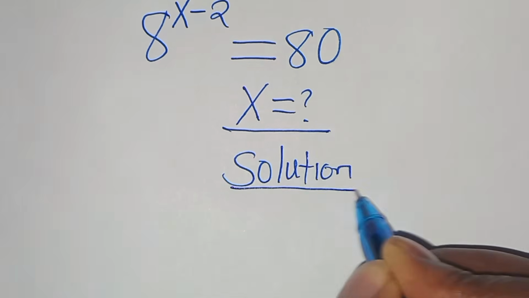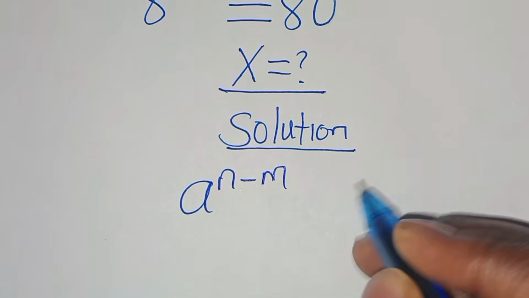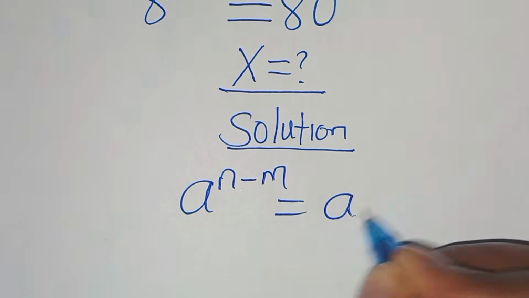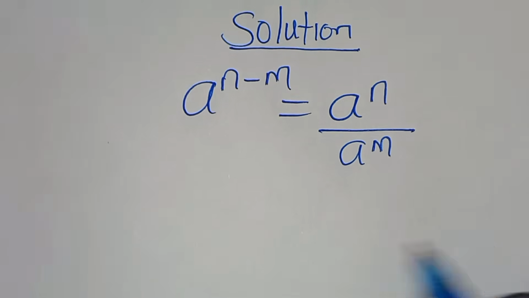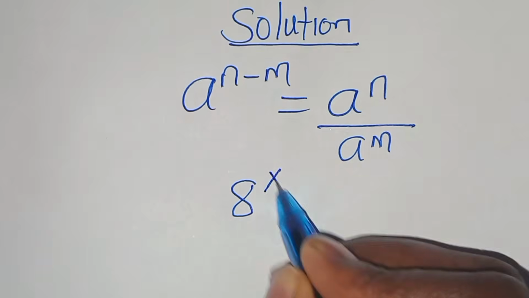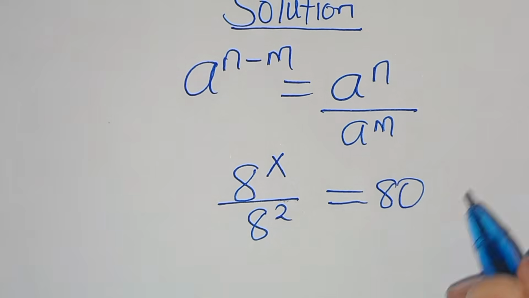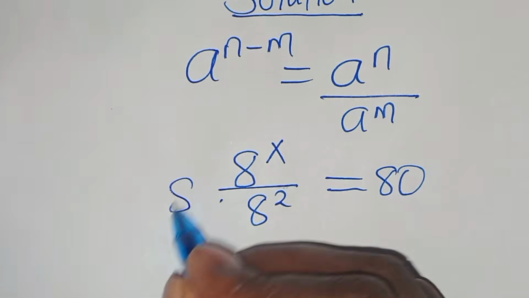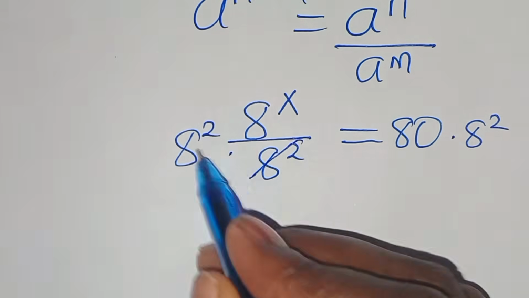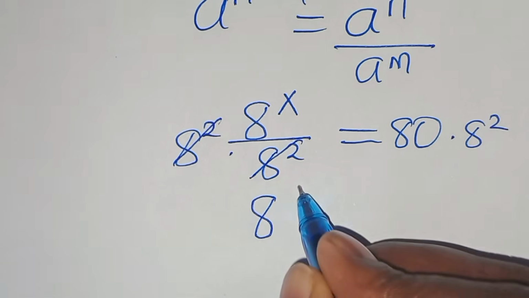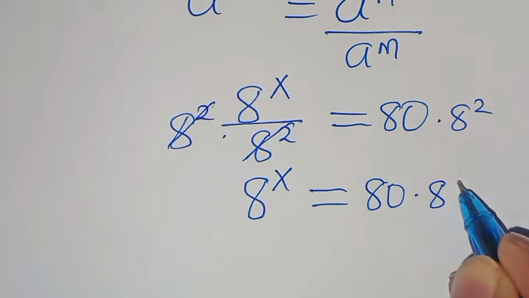This exponential equation is in the form of a to the power of n minus m, which we can express as a to the power of n divided by a to the power of m. So therefore we have 8 to the power of x divided by 8 squared. This is equal to 80. Let's multiply both sides by 8 squared, so that now 8 squared here simplifies, so that we have 8 to the power of x. This is equal to 80 multiplied by 8 to the power of 2.